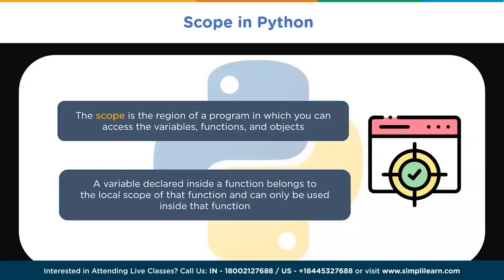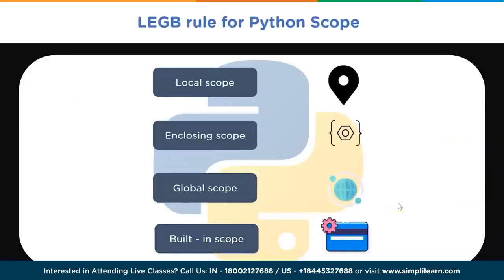Now scope verifies which variable to be accessed. A variable declared inside a function belongs to the local scope of that function and can only be used inside that function. Now whenever you use a name such as a variable name or a function name, Python will search through different scope levels or namespaces to determine whether the name exists or not. So Python resolves names using the LEGB rule. The LEGB stands for local, enclosed, global and built-in scope.